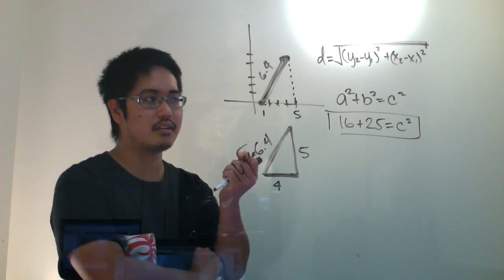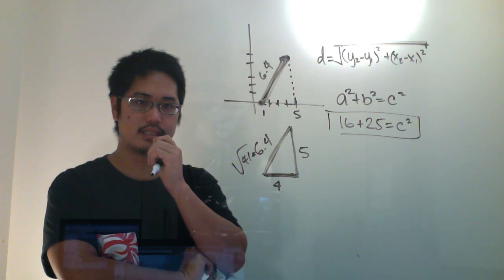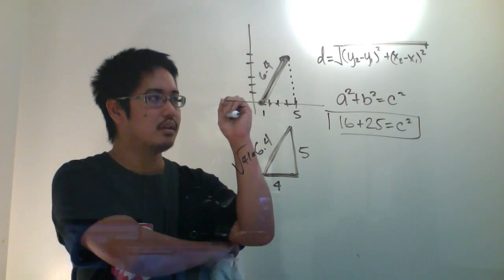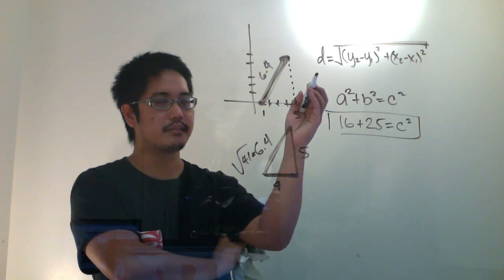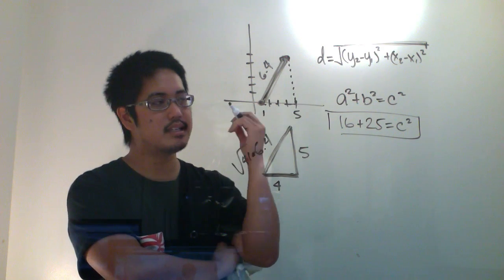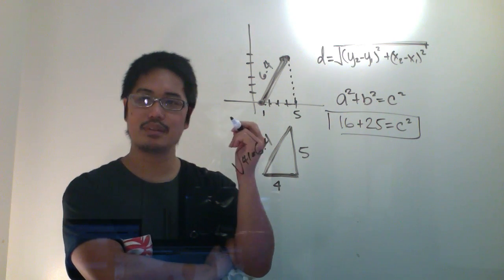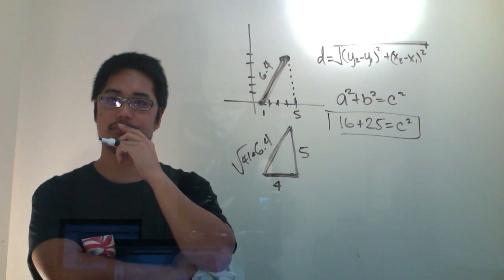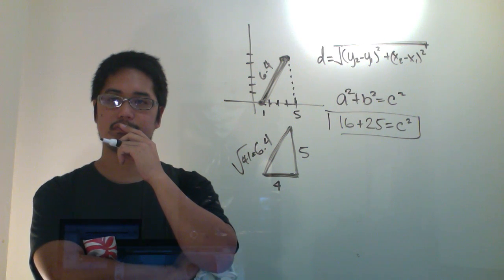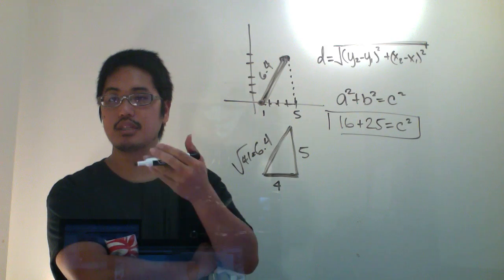But what I'm saying here, and I think this might be mind-blowing to you, is this distance formula, where does it come from? This distance formula is essentially the exact same thing as the Pythagorean theorem. It's just finding the hypotenuse of a triangle using the Pythagorean theorem.